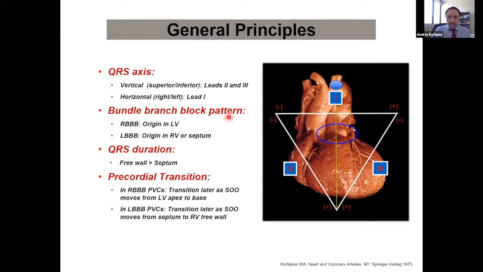Second, we have the bundle branch block pattern. So PVCs with a right bundle pattern arise in the left ventricle. PVCs with a left bundle pattern arise in the RV, in the right ventricle, or in the septum. Third, we have QRS duration. So PVCs from the septum usually have narrower QRS than PVCs from the free wall of both ventricles. And finally, a precordial transition. So in PVCs with right bundle pattern, the transition gets later as the site of origin moves from apex to base. And in PVCs with a left bundle pattern, the transition gets later as the site of origin moves from the septum to the RV free wall.